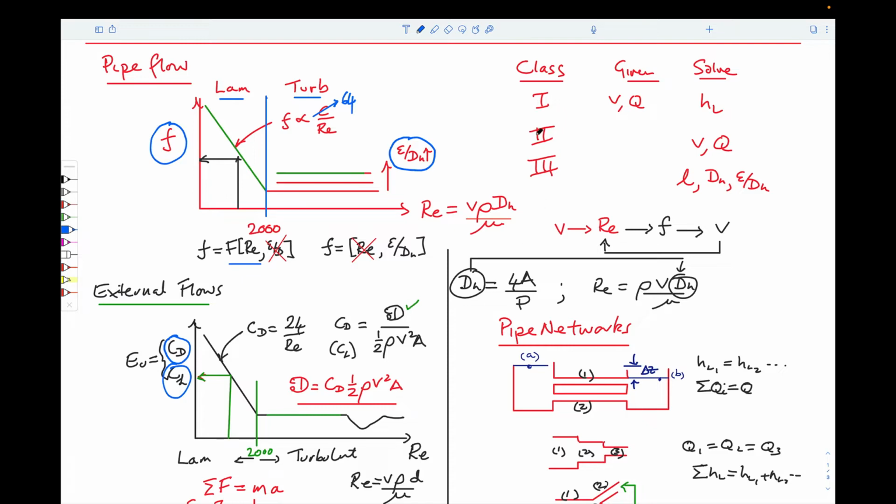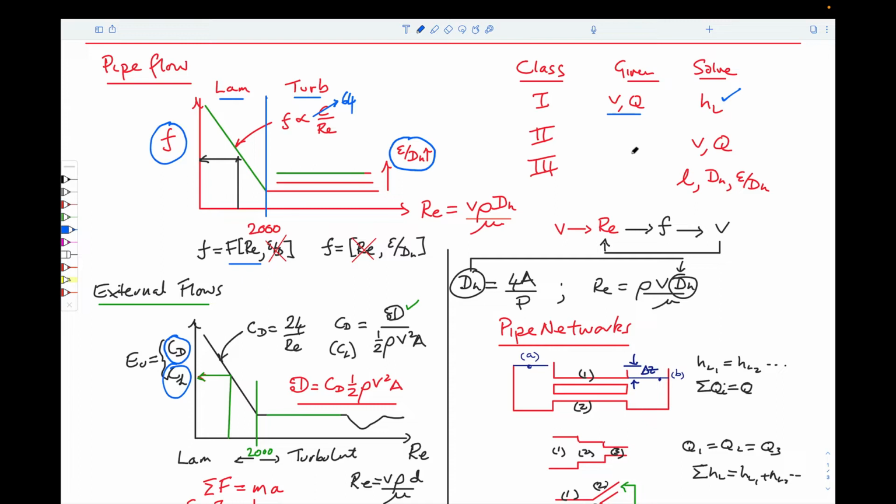There are 3 classes of problem solutions that we've talked about in class. The simplest one is where you know what either the flow rate is or the velocity, in which case immediately you can calculate the value of the head losses and you have a solution in one step.